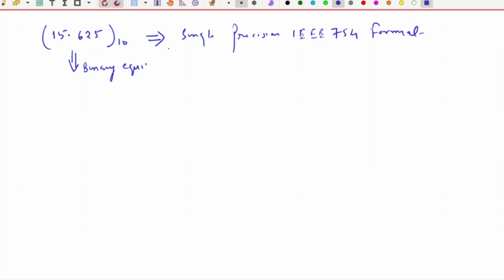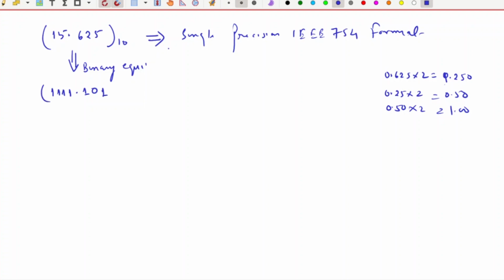The binary equivalent of the number 15 is written as 4 bits, 1 1 1 1. Plus 0.625 is converted to binary: 0.625 multiplied by 2 is 1.250. Here we take the integer, 1, then again the fractional portion is multiplied by 2, that is 0.50. Again the integer is 0, then again the fractional portion 0.50 multiplied by 2 is 1.0. Since the fractional portion is 0, we stop the process here and take the integers.